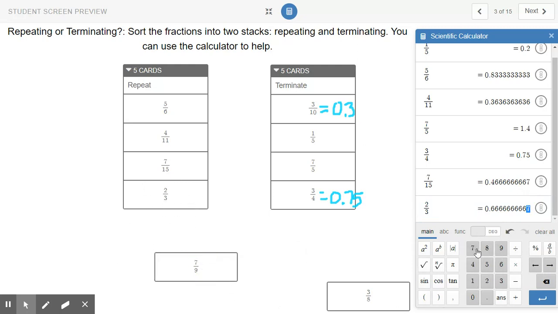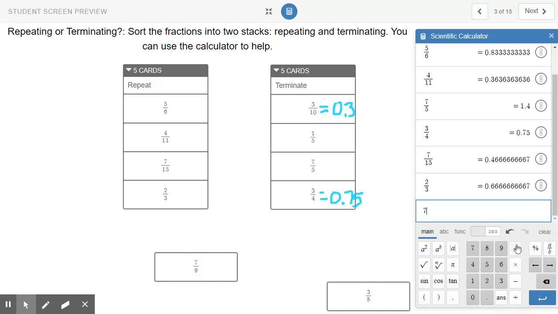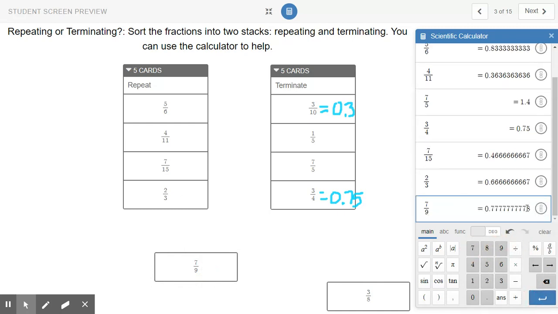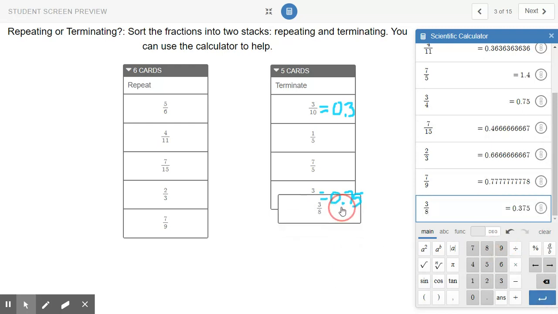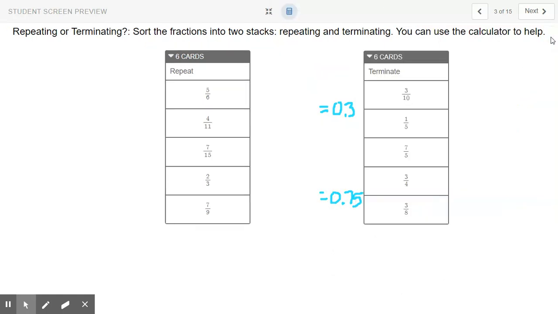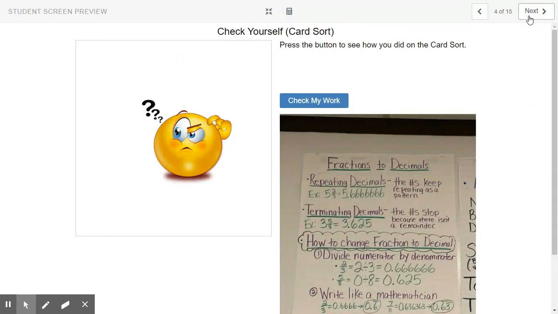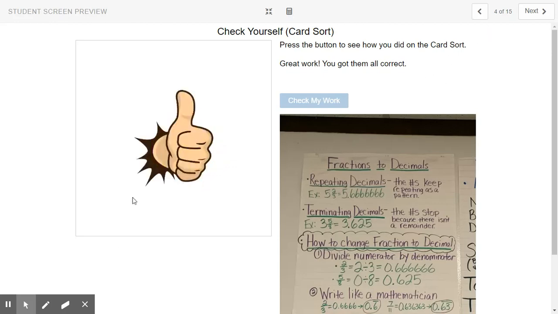All right, let's see, 7/9. Okay, again, we have repeating. Okay, 3/8. Okay, very good. So there are our answers for that one. Okay, this is just to check your work. Here's the chart. This is in case you made any mistakes. This might help you remember what you need to do. Let's check just to make sure. I think we got it right, but we'll see. All right, cool.